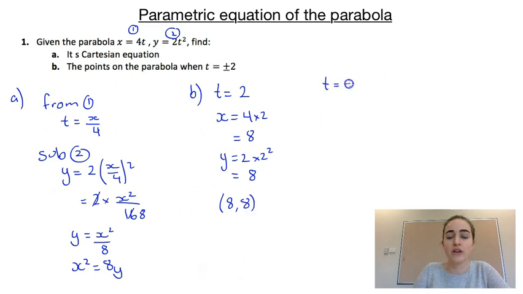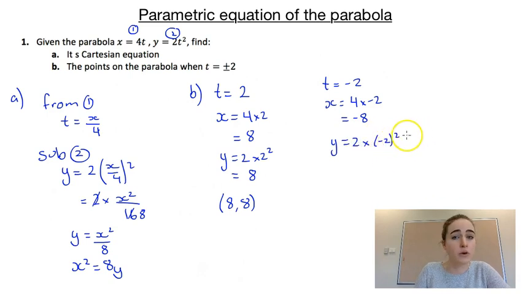Then we can look at t equals minus 2. So we'll substitute that in as well. So we're going to have 4 times minus 2 for x, which will give us minus 8. And for y, we're going to have 2 times minus 2 squared. Now minus 2 squared still gives us a positive 4, so 4 times 2 will give us 8. So then our point is (minus 8, 8).